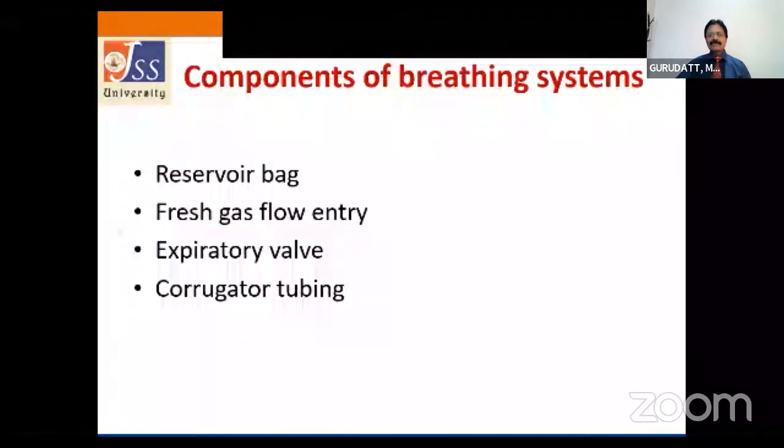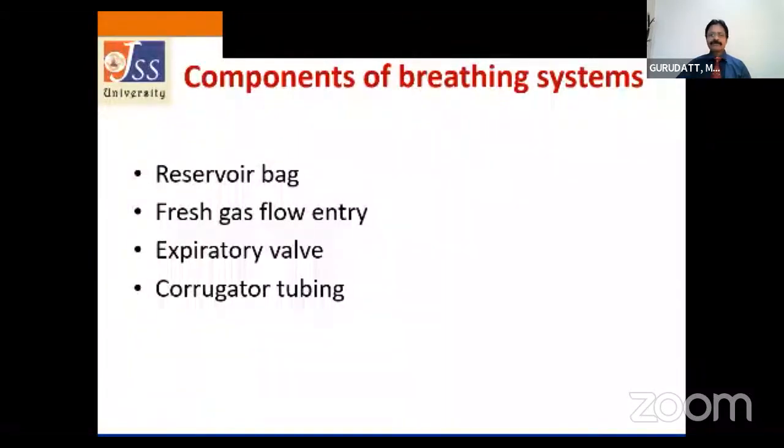You can have A to F based on where the fresh gas flow entry is, where the reservoir bag is, and where the expiratory valve is. That's how their position is so important as far as a breathing system is concerned. So let us discuss the importance of each one, because in the exam you will be asked about each of these components individually. That's why it is better to know about each one of them.